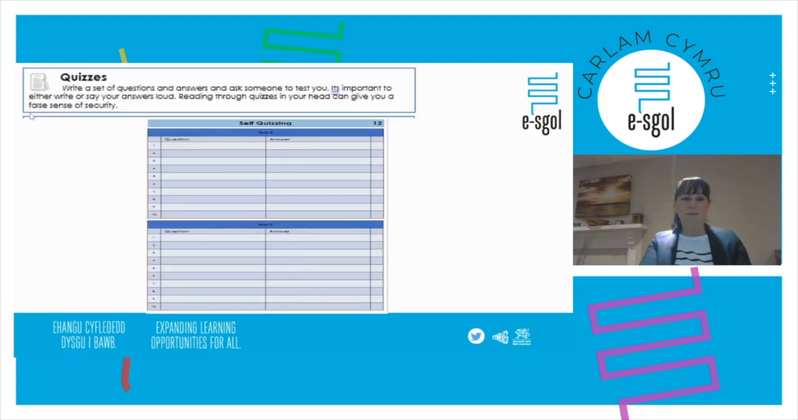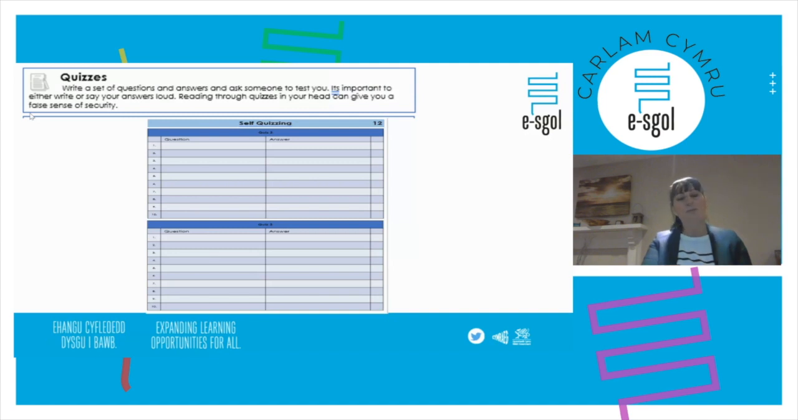We've talked about quizzes before, but again, they are really, really useful to check your understanding. So you could write a set of questions, you could put the answers alongside, you could bend that paper in half and then retest yourself in one of your revision sessions and then check through with the answers, or get somebody else to check through the answers for you.